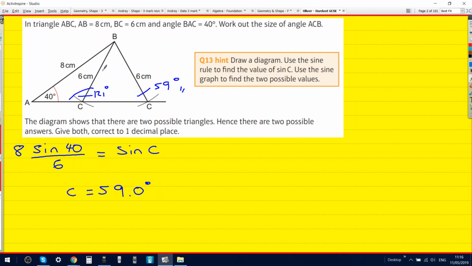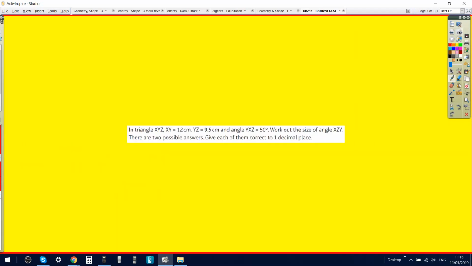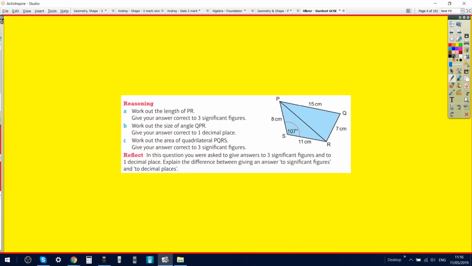Because they're both 6, there are two triangles: one that has an acute angle, and one that has an obtuse angle. That's part of the reason why with sine equations, the second answer is 180 minus the first. Right. Any questions there? No, that's good. Okay. That one's all right.